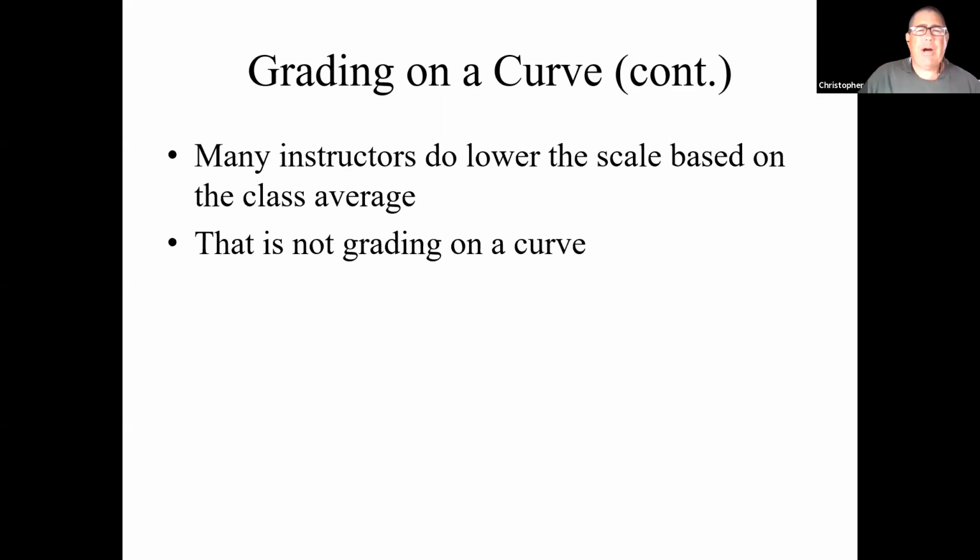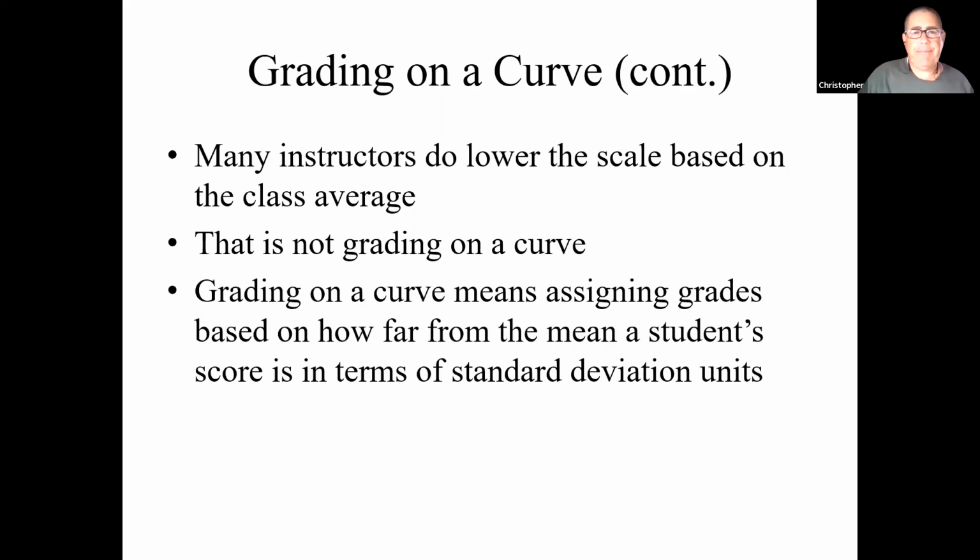we're not talking about what instructors often talk about when they say they just lower the scale based on class average. That's not actually grading on a curve. Grading on a curve means using certain properties of the distribution of scores that you have to make decisions about where the cutoff should be, rather than using an arbitrary value like 90%. The values that we're going to be using are the mean and how far we are from the mean in terms of units of standard deviation. So we're going to be using those two things we learned about in the next section together, both the mean and the standard deviation.